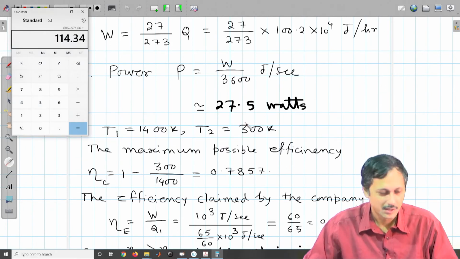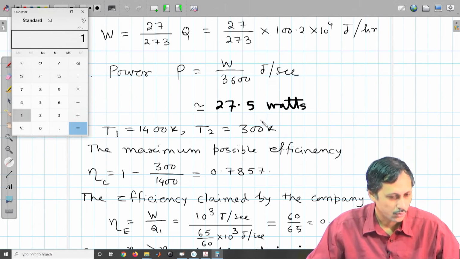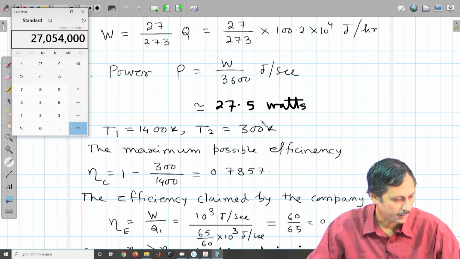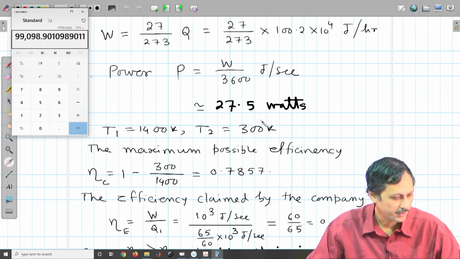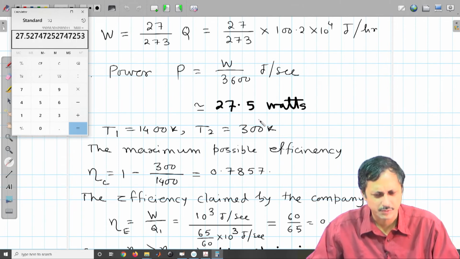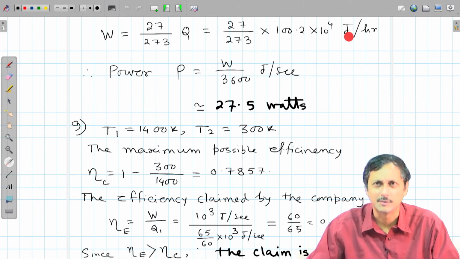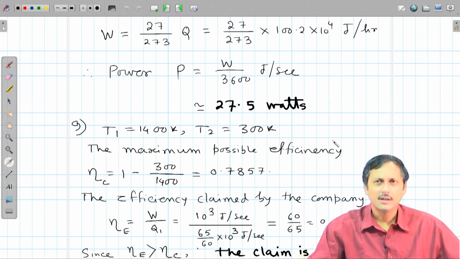Okay, let us do it. So, 27 into 100.2 into 10 to the power 4 divided by 273, right, divided by 3600, right. No, 27.5. Anyway, I will look into this calculation, maybe I made a mistake somewhere, maybe in this number itself there is a mistake, but I will look into it, right. But I think you got the idea.